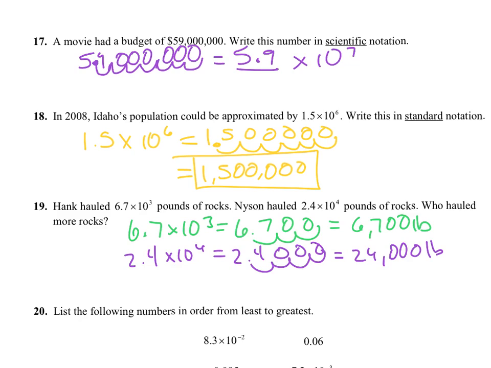Now you tell me who you think hauled more rocks. Was it Hank or was it Nyson? I guarantee you that it was Nyson who hauled more rocks. So Nyson. There you have it. All right, down to number 20.